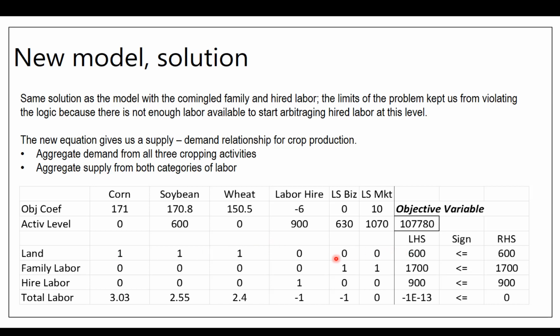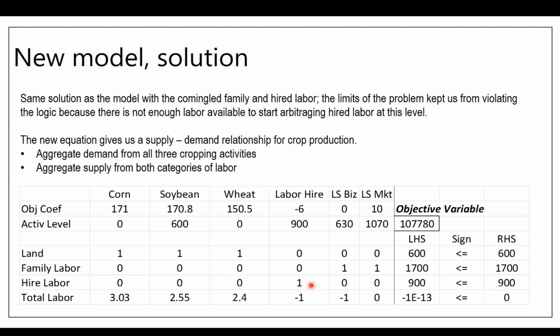The land constraint looks the same. The family labor constraint now says that when you sell labor to the business, draw 1 hour from the 1700. When you sell labor to the market, draw 1 hour from the 1700. But this is now fixed. There's no way to augment the family labor complement. Hired labor is stuck down here, and it says if you hire an hour of labor, you get an hour of labor to use. It costs you $6, and right now the limit on hiring labor is 900 hours. So the person that we're looking to bring on the farm only has 900 hours available.